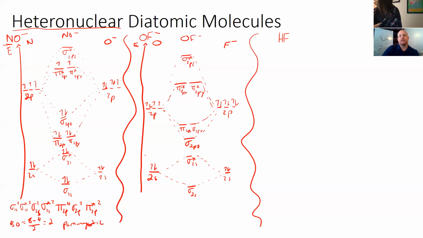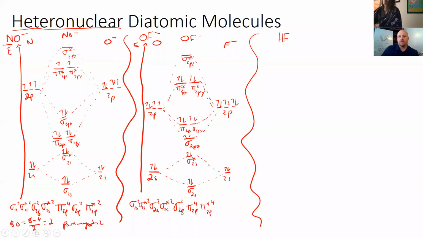And so here we've got 6 electrons from the oxygen and 8 from the fluorine. And so we put in those 14 electrons starting with the lowest energy. So there's 1, 2, 3, 4, 5, 6, 7, 8, 9, 10, 11, 12, 13, 14. And so we can do our electron configuration. All right, sigma 1s2, sigma star 1s2, sigma 2s2, sigma star 2s2, sigma 2p2, pi 2p4, and pi star 2p4.